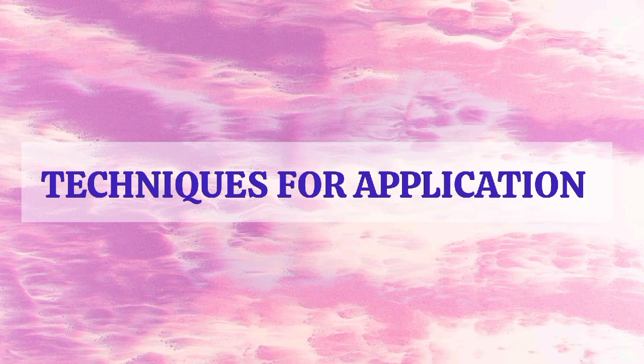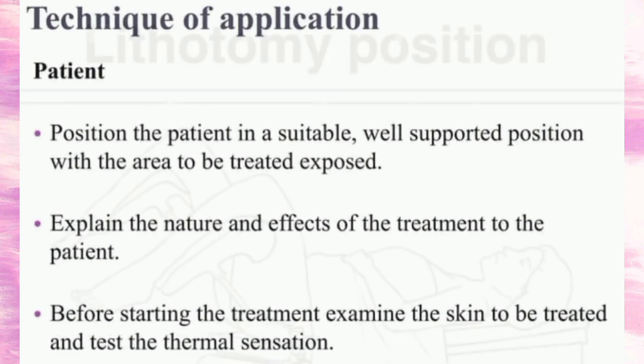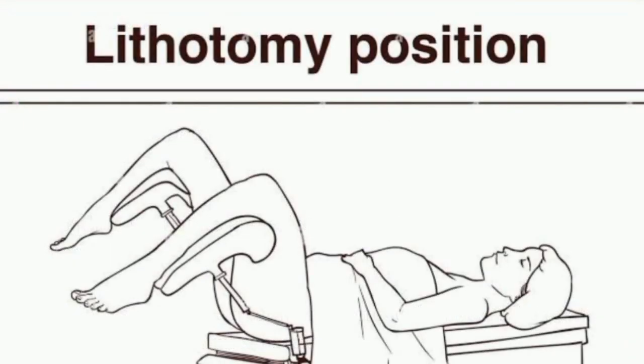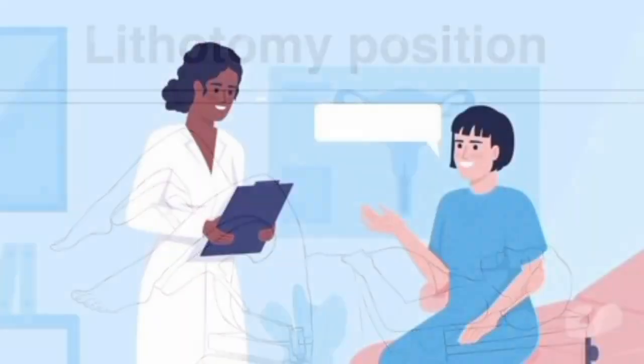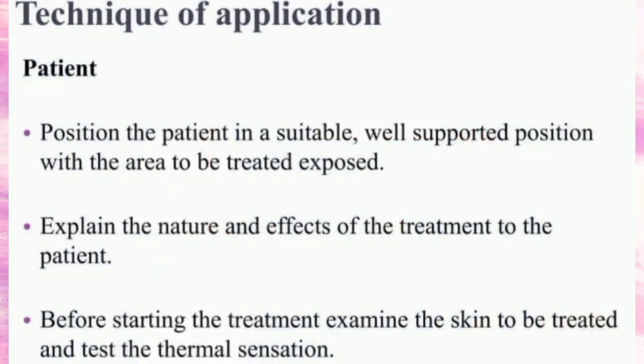Next is how to apply the infrared light therapy. Position the patient in a suitable and well supported position, especially semi-recumbent or a lithotomy position, with the area that is to be treated exposed. Then explain the nature and effect of the treatment to the patient. Then before starting the treatment, examine the skin to be treated and test the thermal sensation.